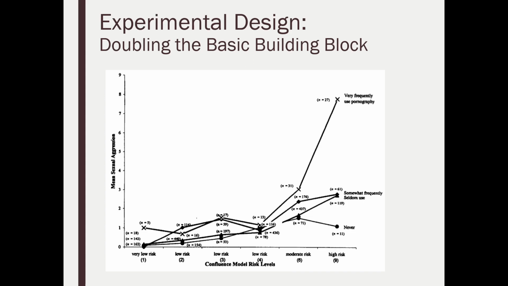This is actually something out of Human Sexuality. And we see on the y-axis mean sexual aggression. Always remember, the word mean in this kind of situation means average. It doesn't mean like cruel. So average sexual aggression score. Along the x-axis, we can see the level that the person was placed in what's called the Confluence model risk level. So there's multiple levels. Some of them are not included in this x-axis because you see that they're numbered 1, 2, 3, 4, 6, 9. So obviously they left some of them out.